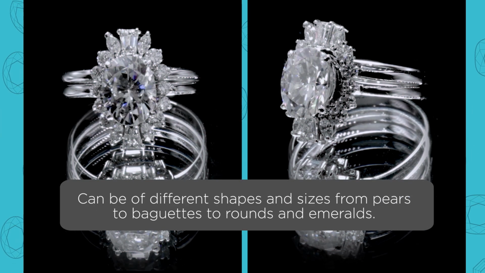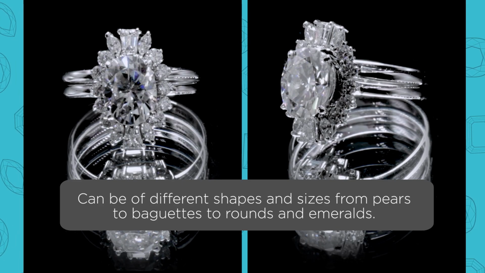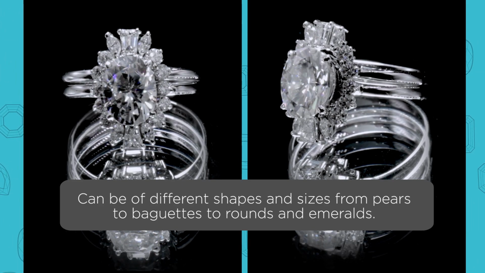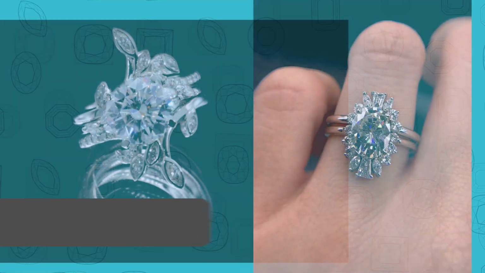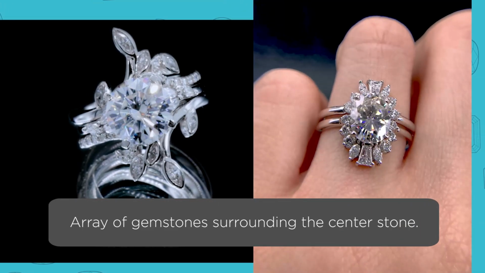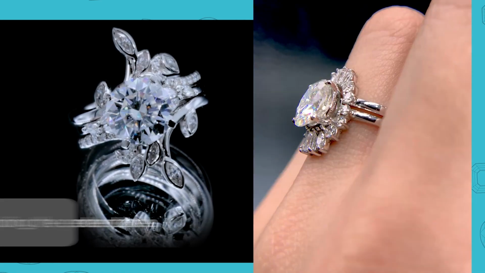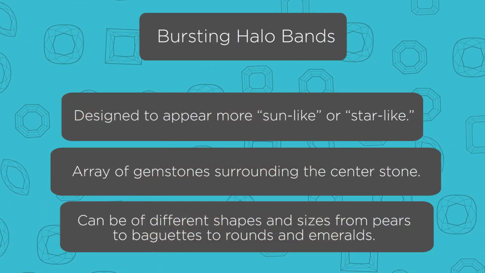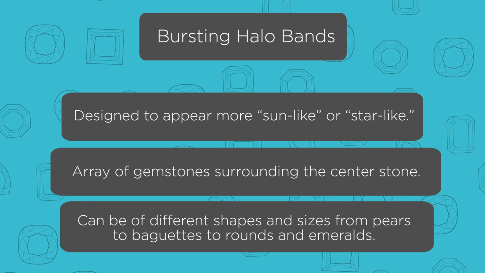So typically designers will use more elongated gemstones to create that appearance, such as emerald cuts, pear cuts, oval cuts, as well as baguettes, right? So when you set these elongated gemstones around the center stone of the bursting halo band, you're creating more of a sun-like, star-like array, a brilliance and fire type of effect on the ring, and it's a very, very popular look and feel. So that's the bursting halo bands.